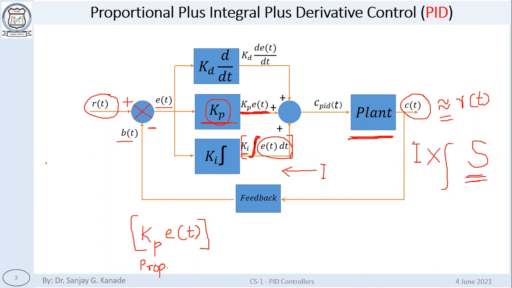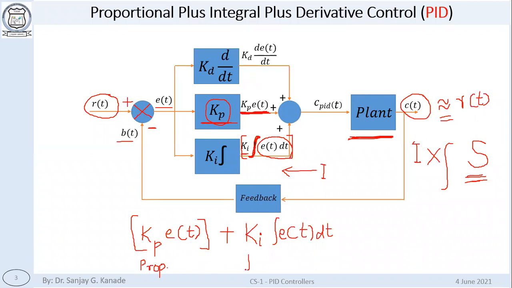Integration of E of t means what? It is going to sum up all the error values until the current time. Whatever errors have happened until the current time, all those will be added together. Okay, and then the control action will be taken. So this is the integral action Ki. Now Ki is just a constant multiplier to give weight to the integral of E of t dt.